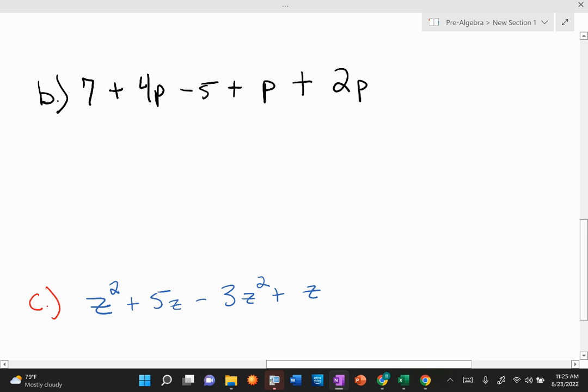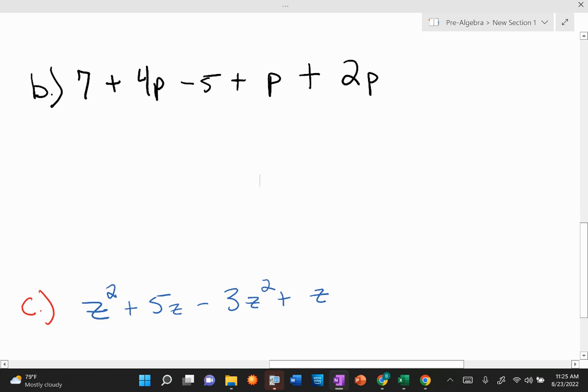For letter B, we first need to sort our terms. Our variable terms are going to be all of the terms that have a variable. Which ones have a variable? Cadence? 4P has a variable. And 2P has a variable. And P has a variable. Okay, so I'm going to bring those down. When I bring those down, I'm bringing them down with the sign that's attached to them.